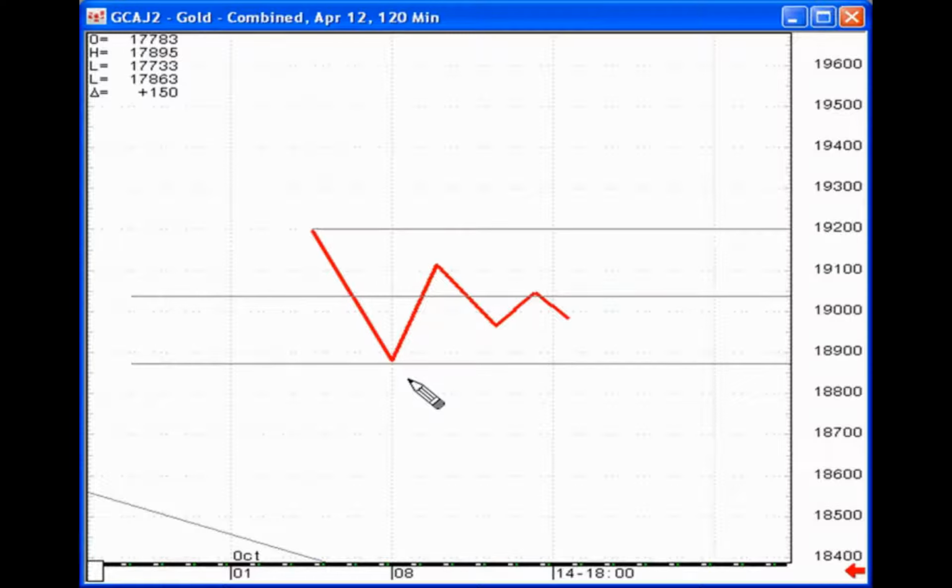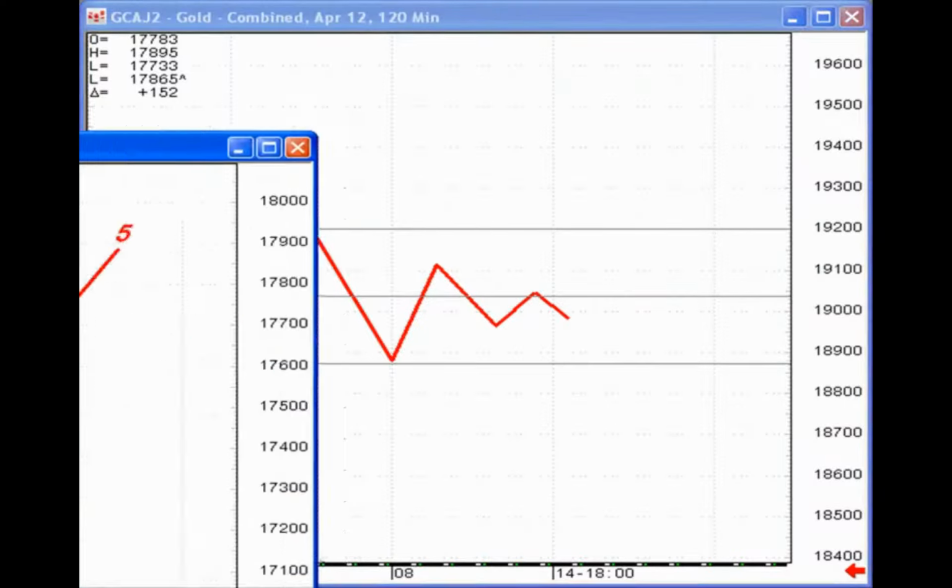So if price action begins to move out of parallel lines, then it's no longer corrective. It's no longer a counter-trend price move. It's an impulsive price move. And this is, again, the essence of the Kennedy channeling technique.